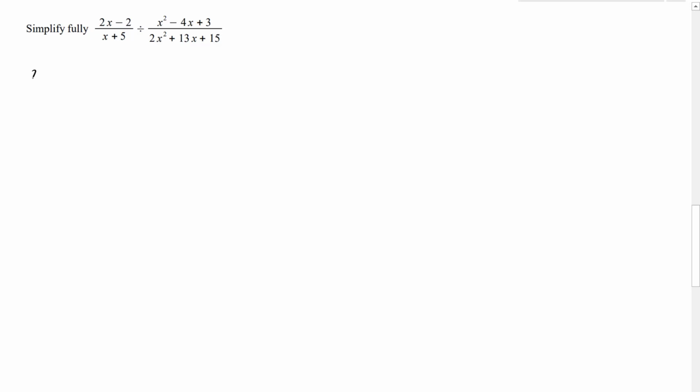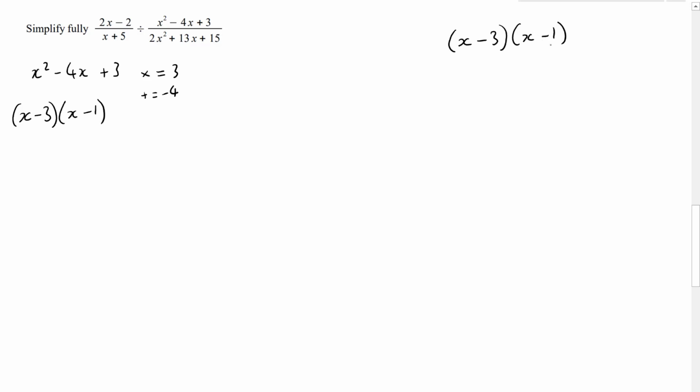If we're trying to simplify x squared minus 4x plus 3, we're trying to find two numbers that multiply to give 3, but add to give minus 4. Now this could be minus 3 and minus 1. So we can write this as x minus 3, x minus 1. This is our numerator. Let's put this over here, x minus 3, x minus 1.